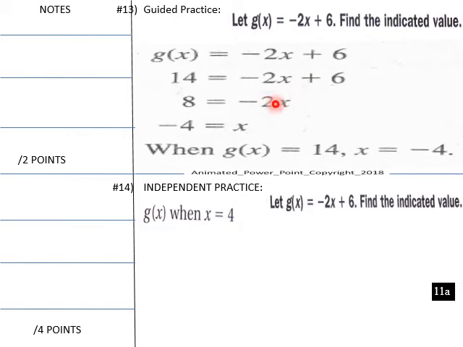And then we solve for x here. We subtract 6 from both sides. We have 8 equals negative 2x. And then we solve for x here. Divide through both sides by negative 2. And we get negative 4 equals x. So when g of x equals 14, x equals negative 4.